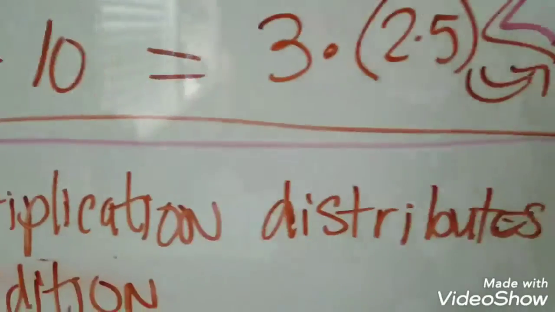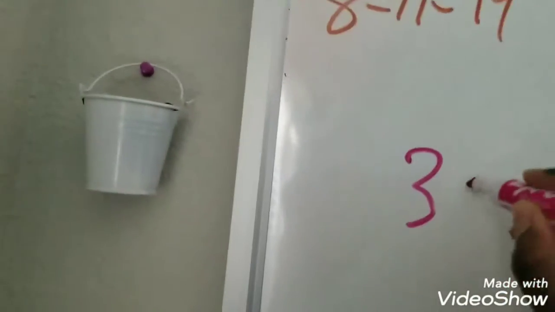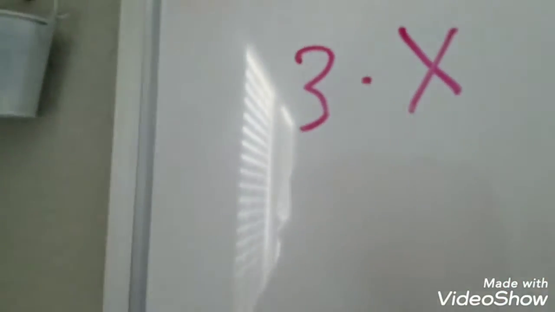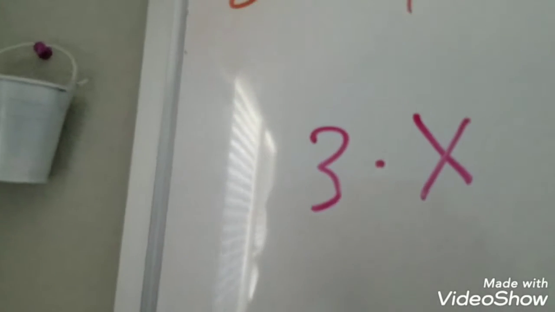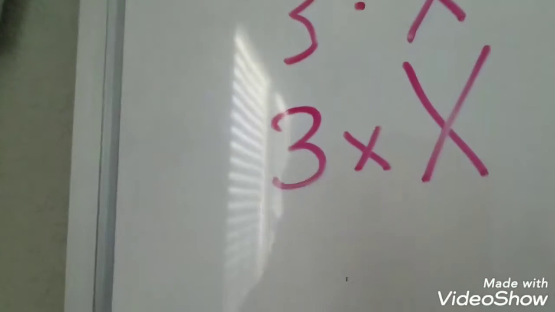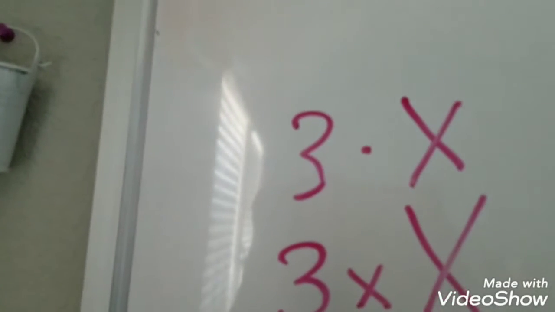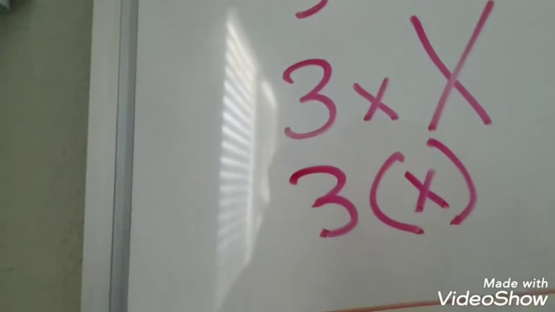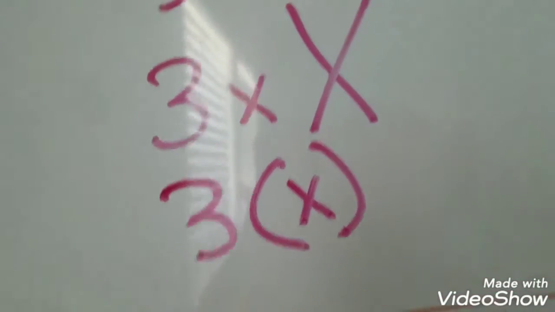Let me write that down as an example so you can visually see what I'm talking about. If you see 3 dot x, that's the same as 3 times x. 3 dot x is 3 times x. If you see 3 times x, same thing. We're multiplying 3 by x. If you see 3 parentheses x, the same thing. We're multiplying 3 by x.